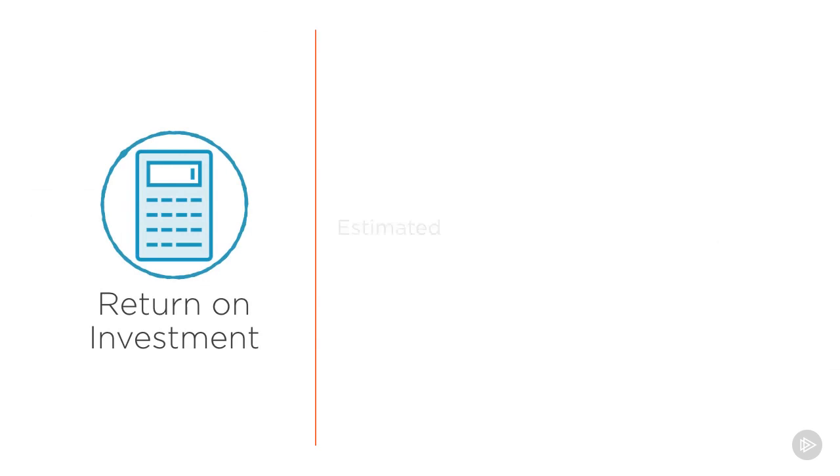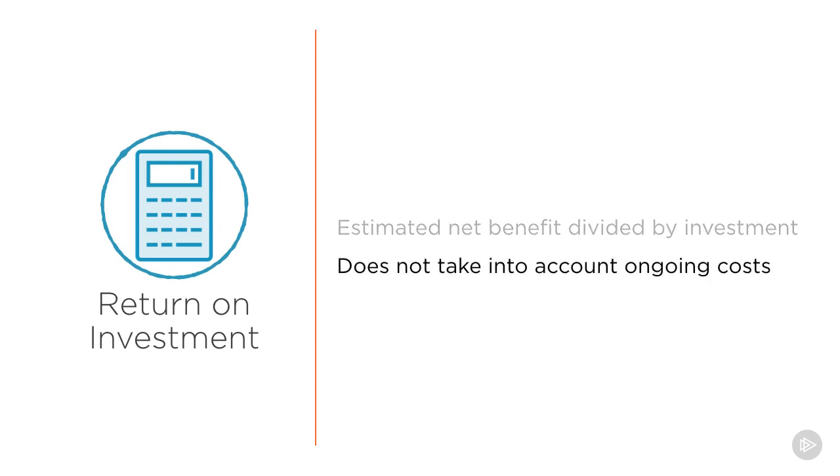Return on investment is our estimated net benefit divided by the total investment that's going to be required. However, we don't typically take ongoing costs into account when calculating our ROI. Instead, we're looking purely at those upfront costs and the return that we can expect on the back end. That means that ROI is more or less effective depending on what you would expect your ongoing cost to be and how substantial that is relative to the project at large.